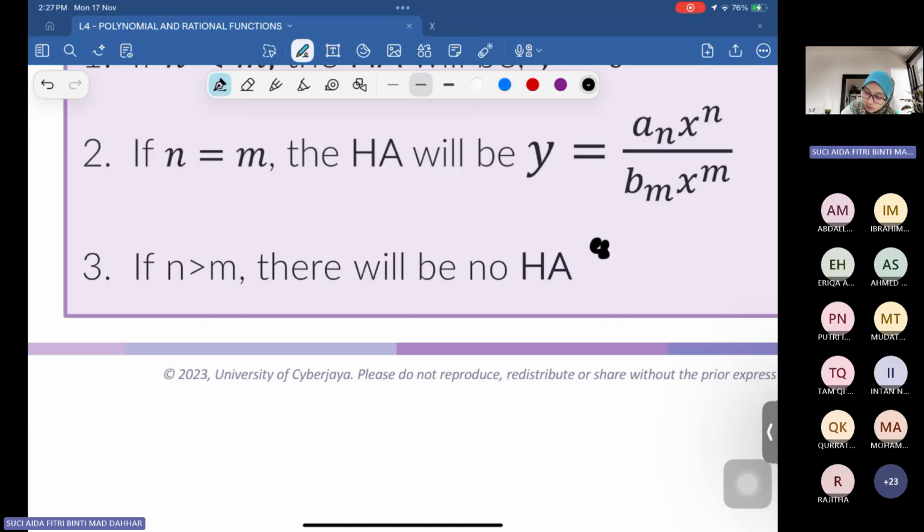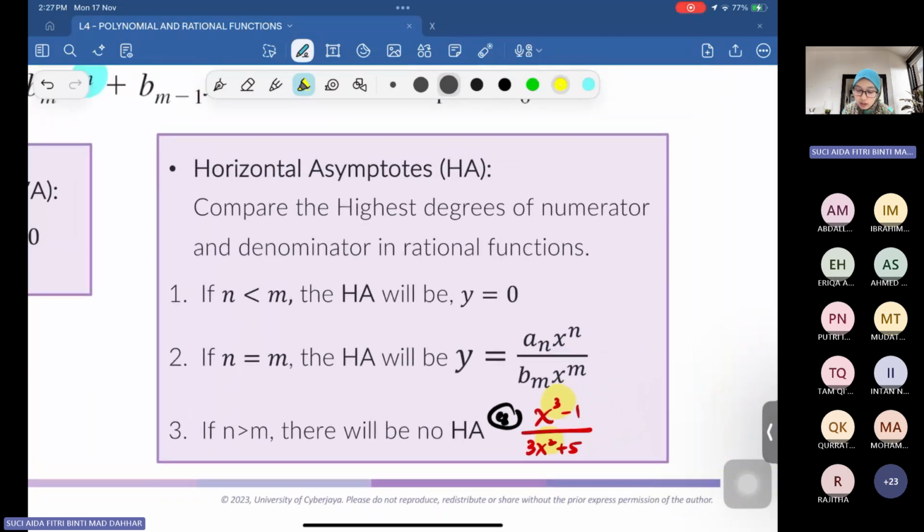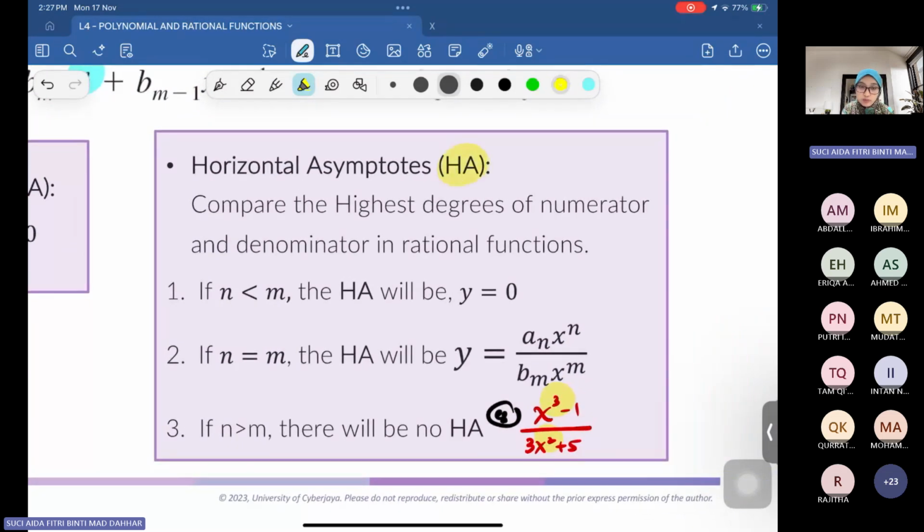For example, let's say I have x cubed minus 1 divided by 3x squared plus 5. So the power on the top is power 3, but the power in the bottom is power 2. So for this case, you won't have any horizontal asymptote. Is that clear? So there are 3 cases to get horizontal asymptote.